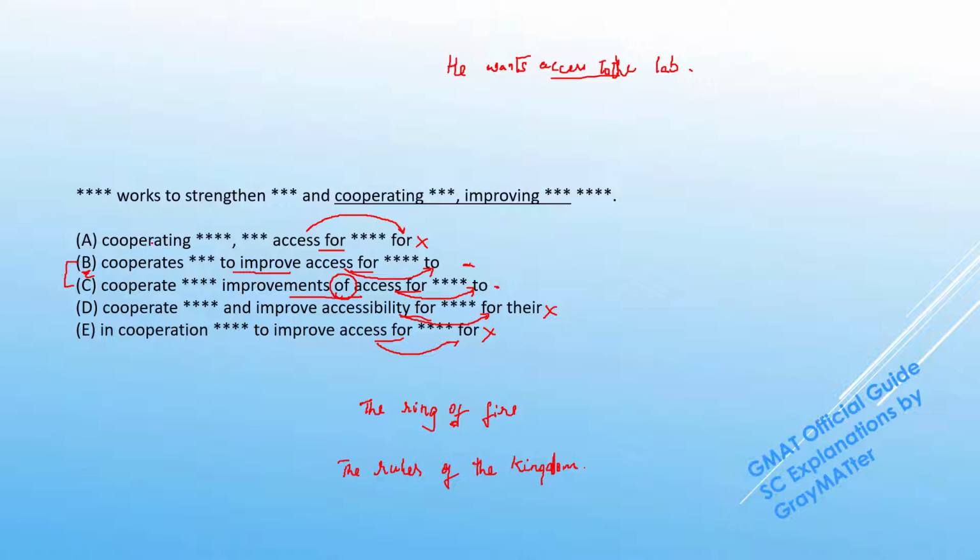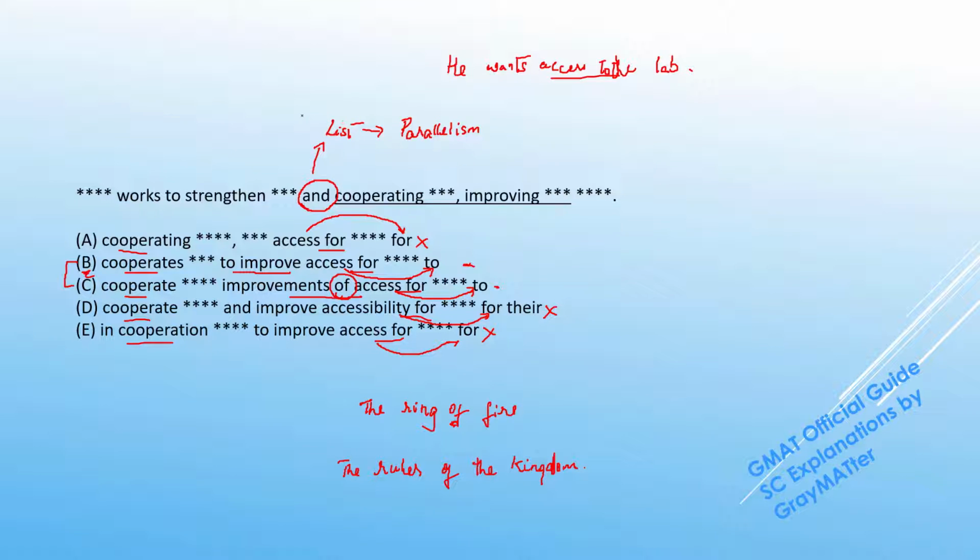Now, there is also another point of attack. As I said in the beginning, this question is also testing for parallelism. And we can see that a vertical scan at the beginning of the answer choices reveals the split among cooperating, cooperates, cooperate, and in cooperation. Now we can use this as well, because what we see before the underlined portion is the conjunction and. When the conjunction and is used to connect entities in a list, this becomes a trigger for parallelism.